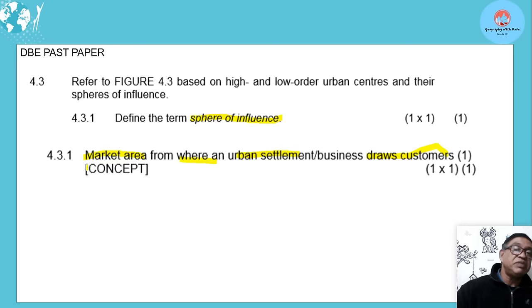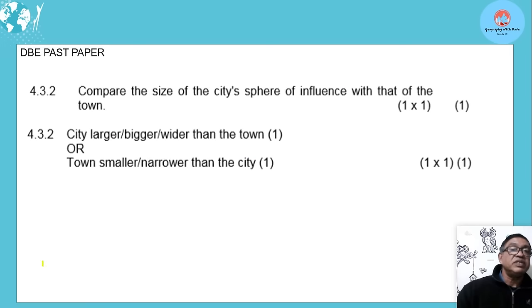Remember, this is a concept. As long as the explanation is correct, it can be worded differently. Let's look at another question.